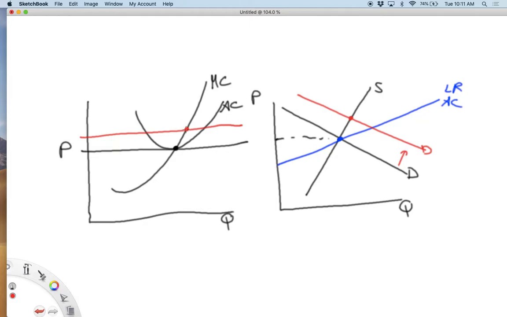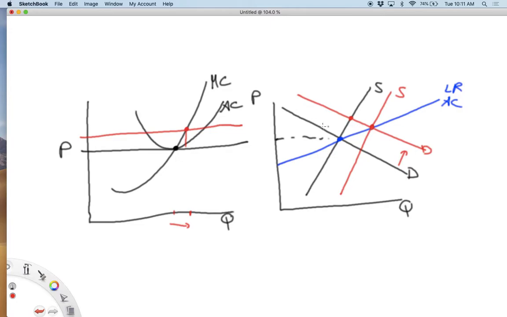If price goes up, now you're going to be producing a larger quantity, and now you're making money. If you're making money, you're making a profit. Other people are going to hear you're making a profit. They're going to enter this industry. How many are going to enter? Until you reach a new equilibrium where price is equal to average cost again, meaning where you're breaking even again.